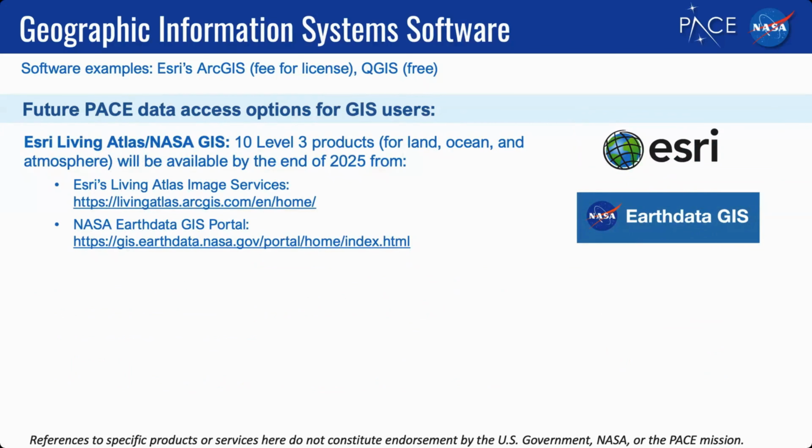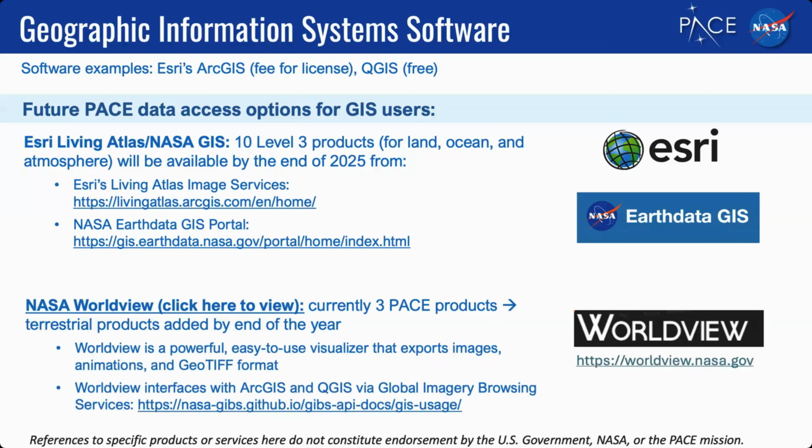And what about the future, if you're using GIS, what's ahead? Well, we're really excited to say that we have 10 level 3 products for land, ocean, and atmosphere that are going to be available by the end of this year from Esri's Living Atlas. So if you're an ArcGIS user, or actually QGIS users can also access the Living Atlas, there will be PACE data there by the end of the year. It will also be available on the NASA Earthdata GIS portal as well. It'll be the same 10 products available in both of those places.